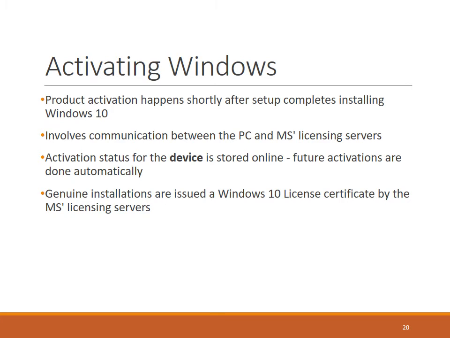So let's discuss activating Windows. Now that you've got your Windows 10 installation all taken care of, you've got to make sure that you activate it with Microsoft. This is basically a method of proving that you have purchased the operating system or otherwise acquired it legitimately. Product activation happens shortly after the setup completes and installs Windows 10. It involves communications between the PC and Microsoft's licensing servers, so this would be Microsoft licensing servers online. The activation status for the device is actually stored online, and future activations are done automatically.